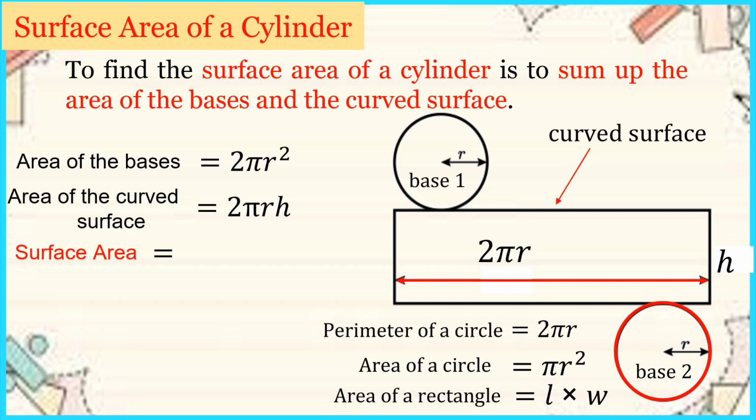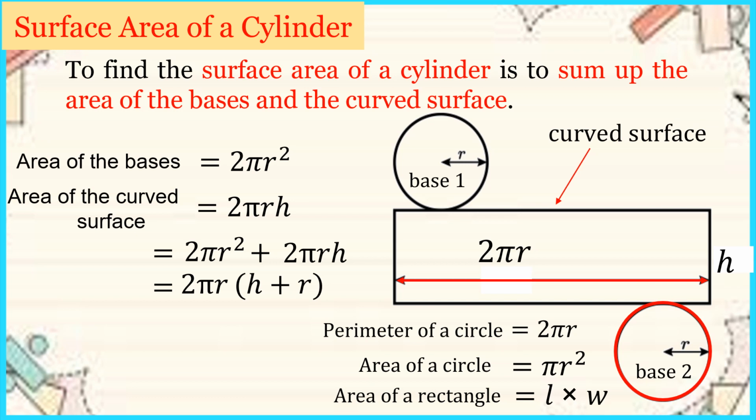So the surface area of a cylinder is equal to 2 pi r squared plus 2 pi r h. And simplifying further, they have a common factor which is 2 pi r. So if we have 2 pi r times what is left, h plus r. So therefore, the surface area of a cylinder is equal to 2 pi r times (h plus r). Either of the two formulas will do.